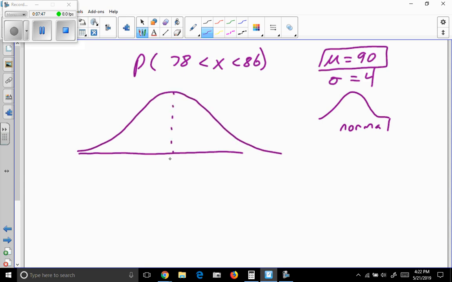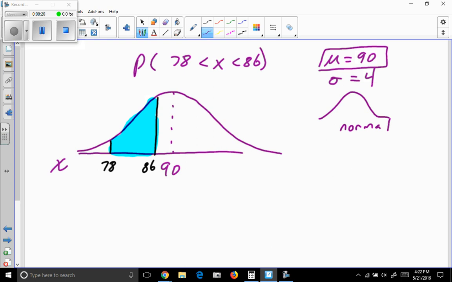So the mean, in terms of x, is 90. We want to find out how likely it is that someone scores between 78, which is to the left of the mean, and 86, which is also to the left of the mean. So we want to find this area, which corresponds to the likelihood of this event.